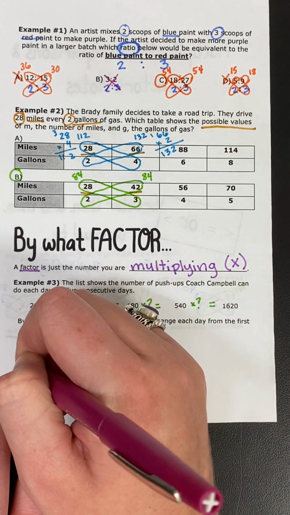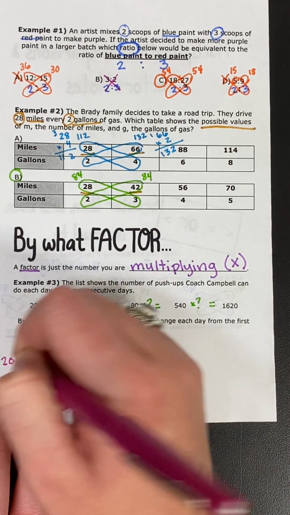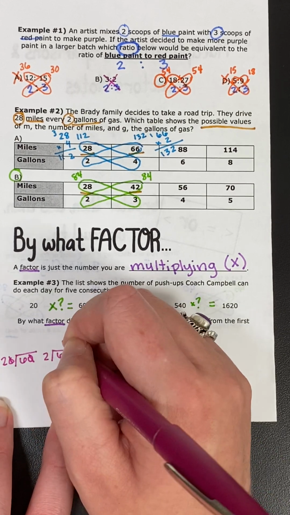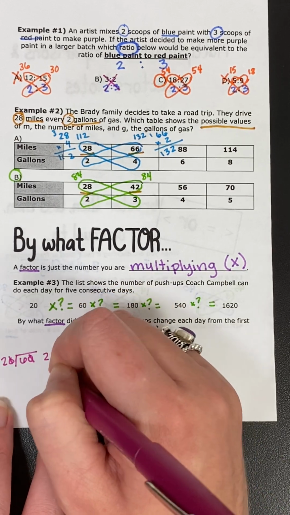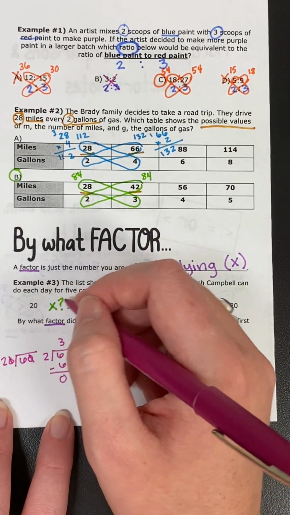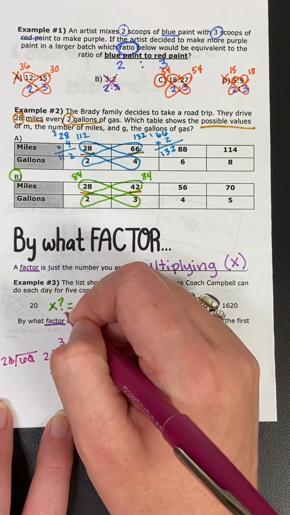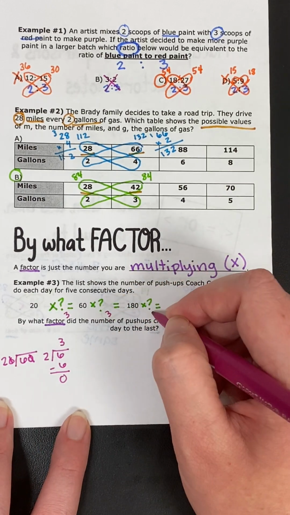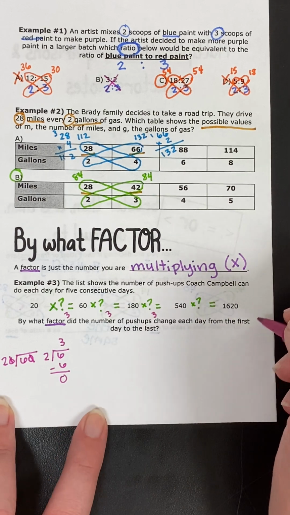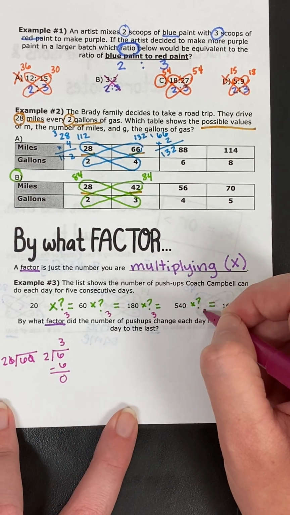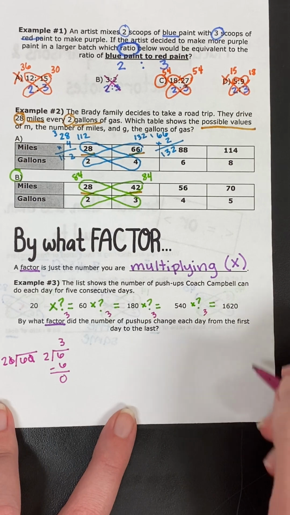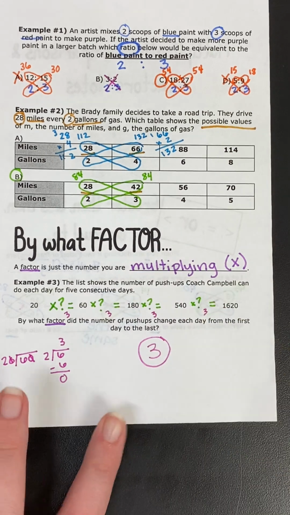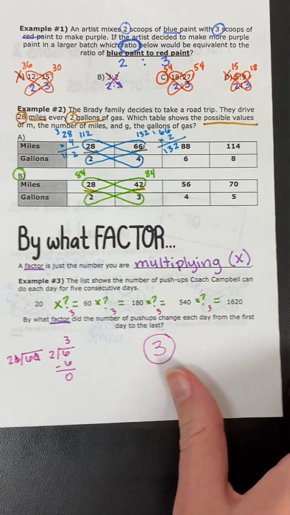So I would do 60 divided by 20. I have common zeros, so that's the same thing as 6 divided by 2, which is 3. So 20 times 3 does give me 60. 60 times 3 does give me 180. 180 times 3 does give me 540. And 540 times 3 does give me 1,620. So the factor it is changing by is 3. Factor just means what are you multiplying by?